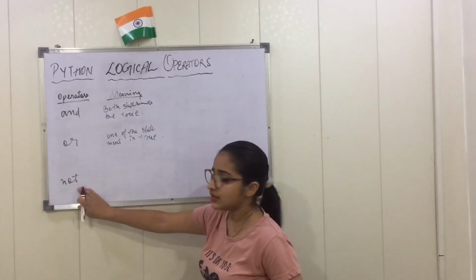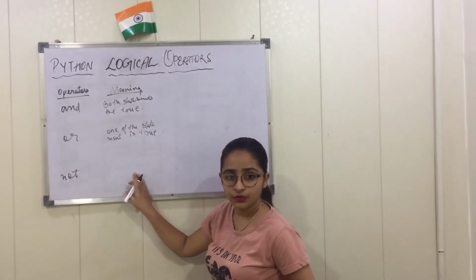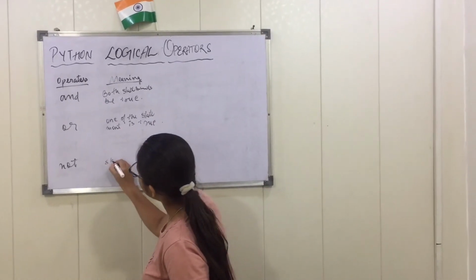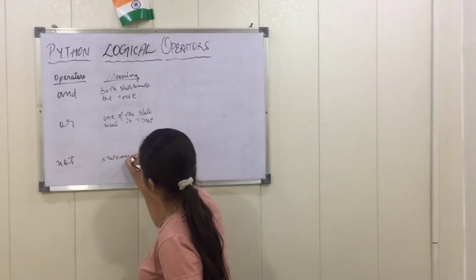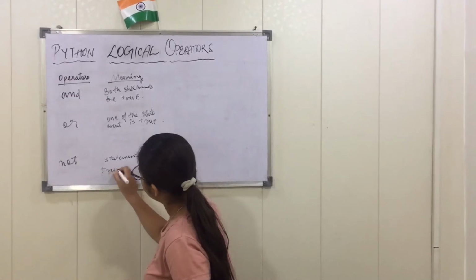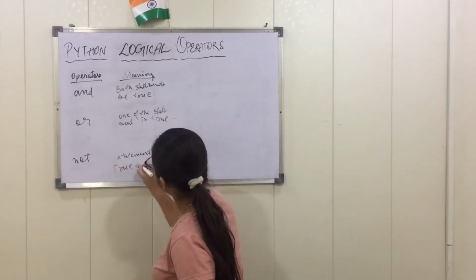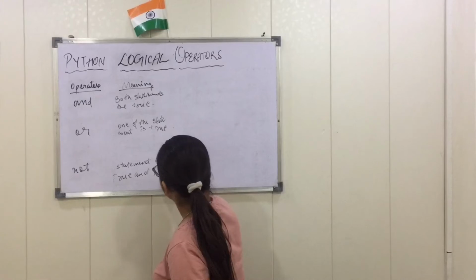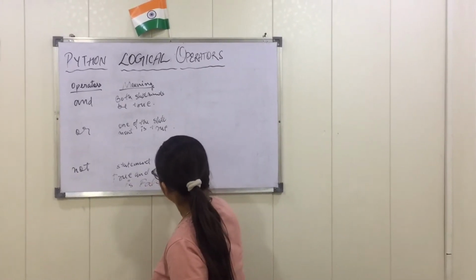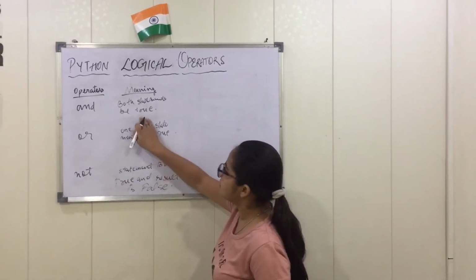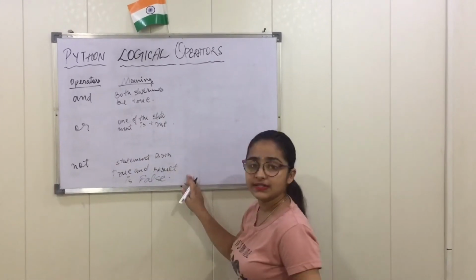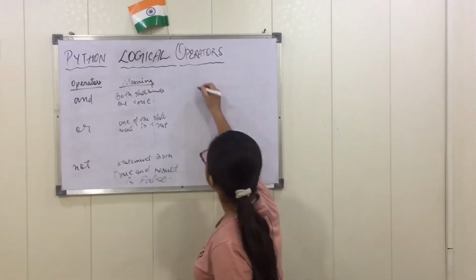In the NOT case, if both of the statements are true, the answer will be false. So that is, both statements true and the result is false. So these are the meanings of the AND, OR and NOT operators. Now we'll discuss examples of these three.